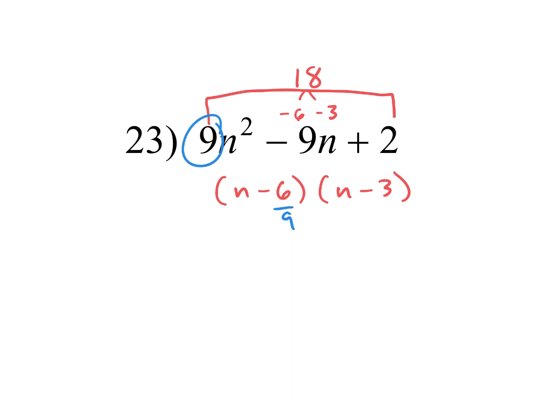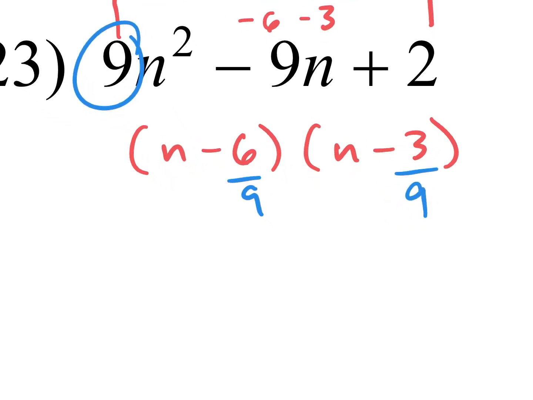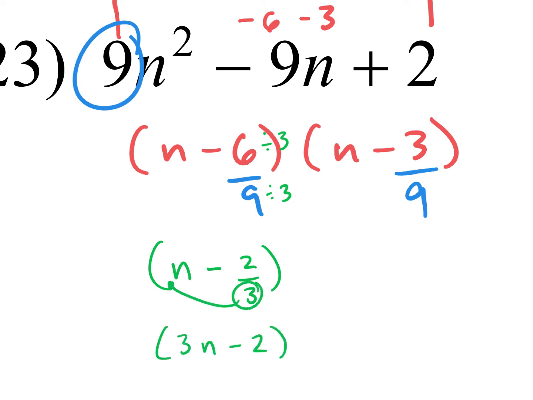Divide by 9. Can I simplify 6 divided by 9? Do they have a greatest common factor? We might. 3, so I can divide the top and the bottom by 3. So this becomes n minus 2 over 3. Perfect. 3n minus 2, because I still have to move that 3 in front.